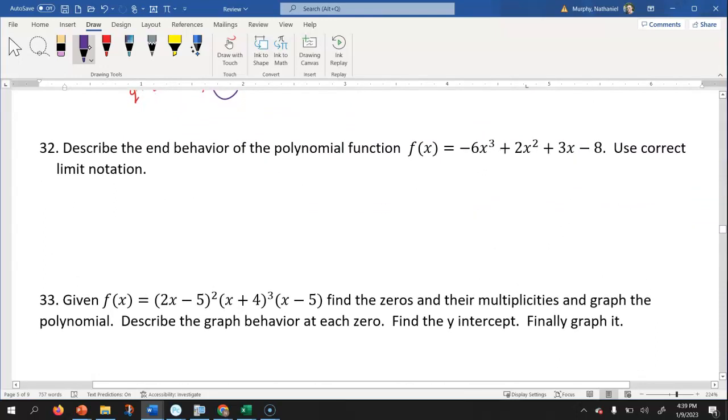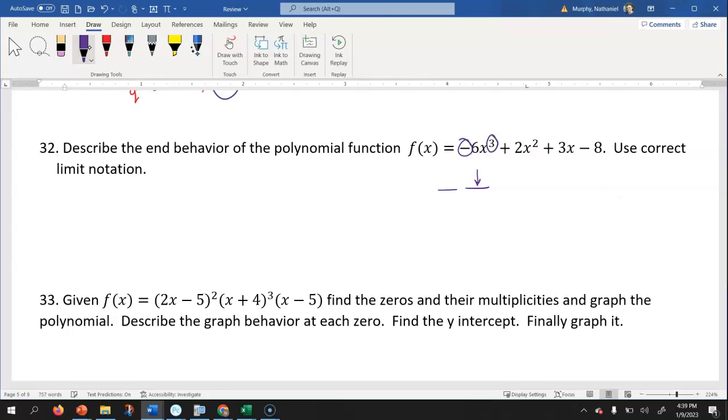All right, so this one, it's talking about the end behavior of this polynomial. And so for this one, remember, look to see first if the leading term is positive or negative. It's negative, so that tells me that the right side of the graph is going to go down. So the sign tells us what's happening with the right side of the graph. If it's positive, the right side of the graph goes up. If it's negative, the right side of the graph goes down.